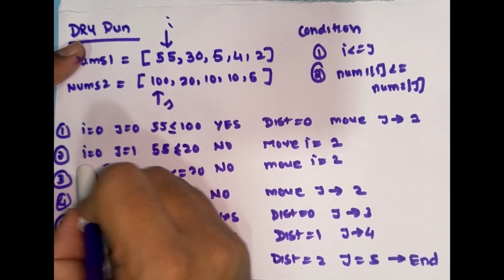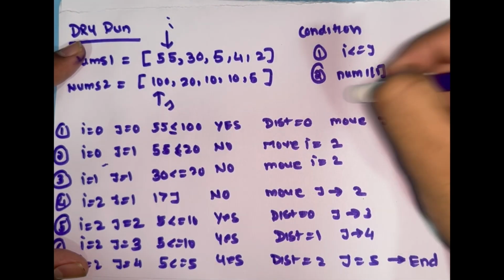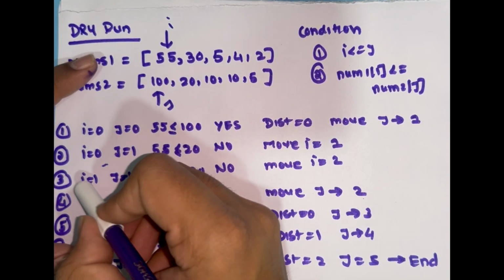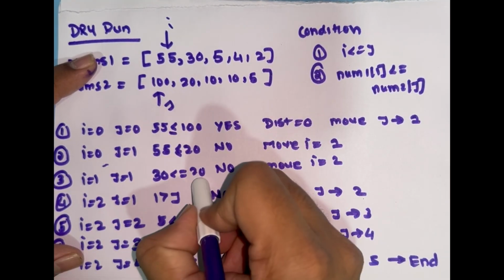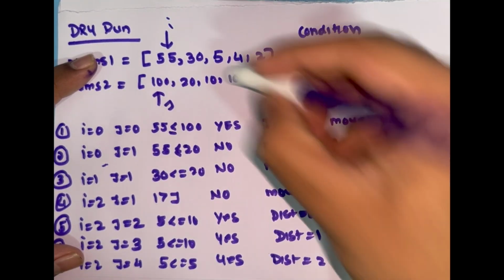In the second iteration, i equal to 0, j equal to 1, 55 is less than or equal to 20. This doesn't satisfy the condition, so we'll move i to here, 30. In the third iteration, i equal to 1, j equal to 1, 30 is less than or equal to 20? No, this is not possible. We have to move i forward. So we'll move i to 2, which is 5.